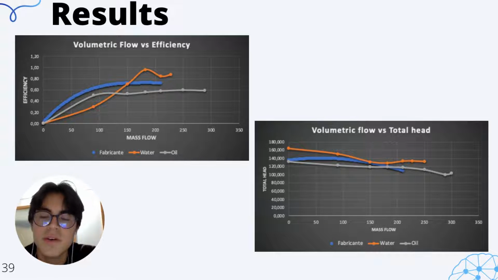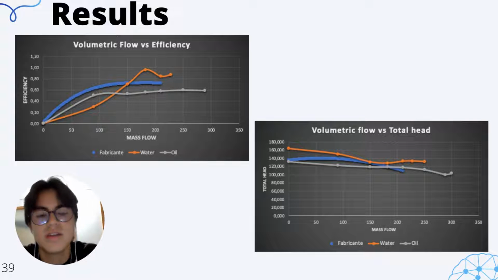Now for the results, in this part, we used the Valdez article, and we presented the volumetric flow versus efficiency and the volumetric flow versus total head. We have the orange color, which is the water, the gray color, which is oil, and the blue color, which is the fabricant.